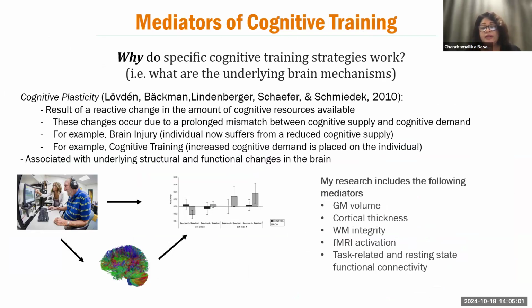So when we think about the mediators, we want to think about why specific cognitive training strategies work. One argument from Loveden et al. has been the cognitive plasticity idea, that to see cognitive plasticity, it has to be associated with underlying structural and functional changes of the brain. Otherwise, they call it cognitive flexibility. So my research includes the following mediators: gray matter volume, cortical thickness, white matter integrity, fMRI activation, and functional connectivity for both task and resting state.